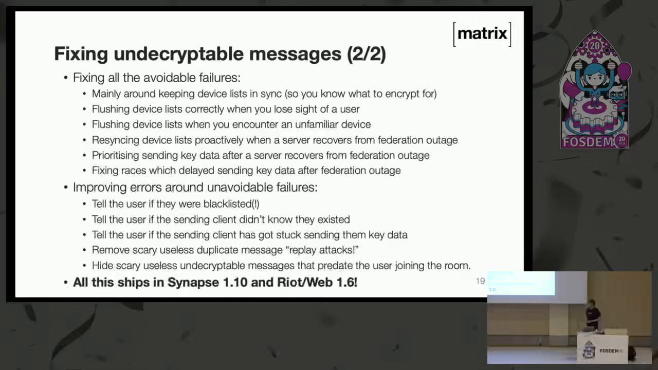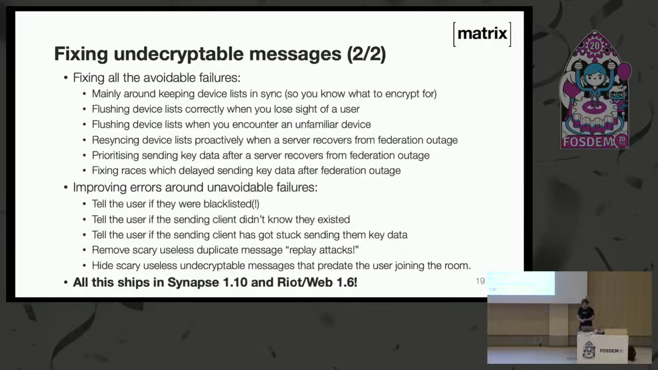We've also improved things a lot around the unavoidable failures. Turns out that one of the most popular reasons for getting an undecryptable message in Matrix is somebody had blacklisted you. And you couldn't tell because it was the same, oh, you don't have the keys. And everybody said, oh, Matrix is terrible because I didn't get the keys. Well, it turns out it's because the sender explicitly said, don't send him the keys. So we've now gone and actually put that in the UI.